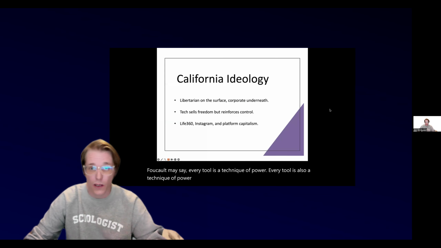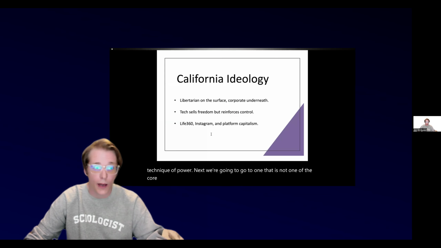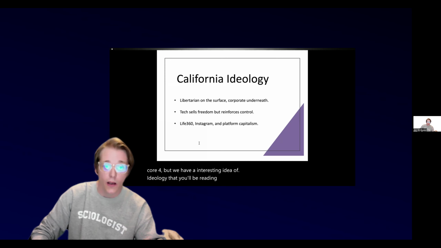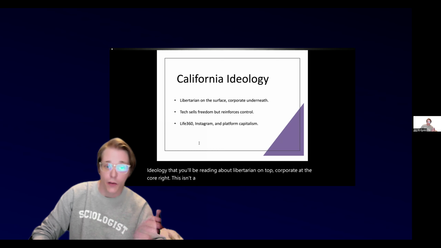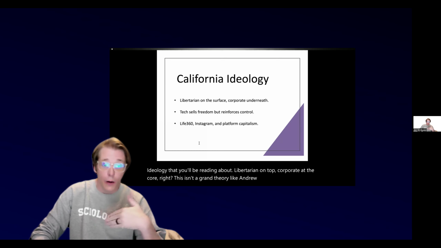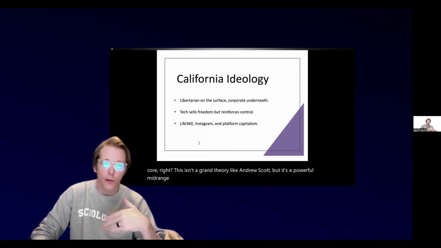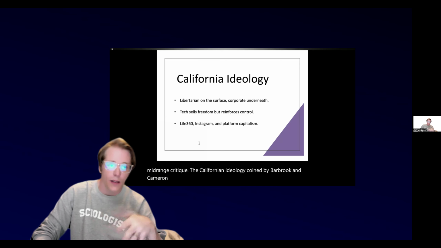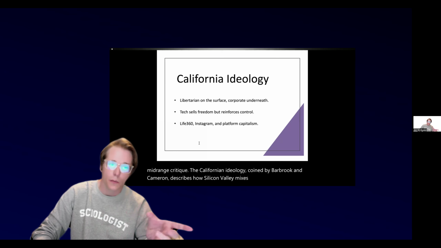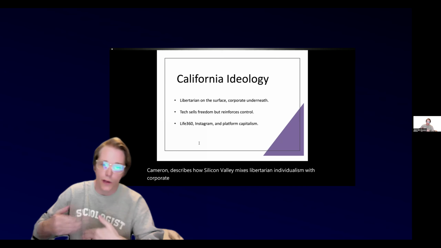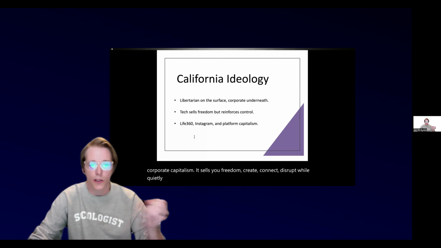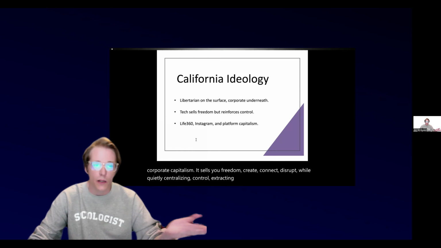Next, we're going to go to one that is not one of the core four, but we have an interesting idea of Californian ideology that you'll be reading about. Libertarian on top, corporate at the core, right? This isn't a grand theory like Ant or Scott, but it's a powerful mid-range critique. The Californian ideology, coined by Barbrook and Cameron, describes how Silicon Valley mixes libertarian individualism with corporate capitalism. It sells you freedom, create, connect, disrupt, while quietly centralizing control, extracting data, and resisting regulation.